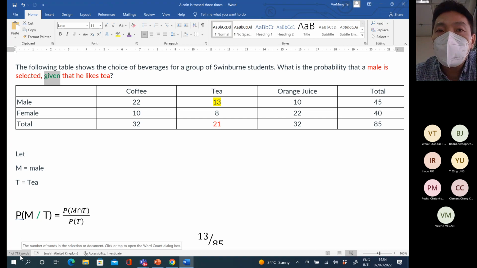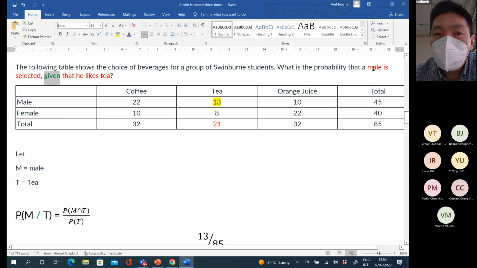And this word male appears before given, so we have to put male in front. Given that he likes T. Because this T appears after given, T we have to put at the back. Put here, at the back, because this word T appears after given. So the whole question means this, because this question involves a conditional probability.